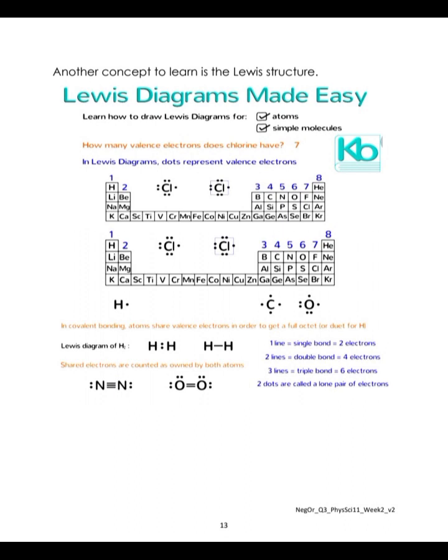Shared electrons are counted as owned by both atoms. Also take note that one line equals a single bond, or 2 electrons. Two lines equal a double bond, or 4 electrons. Three lines equal a triple bond, or 6 electrons. Two dots are called a lone pair of electrons.